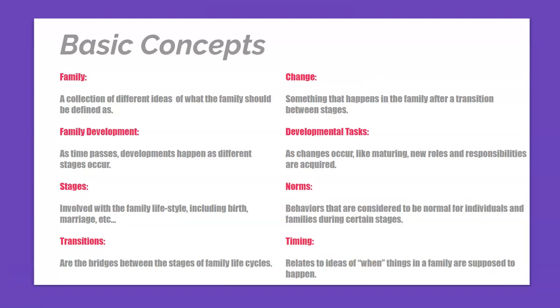Basic concepts. Family: a collection of different ideas of what the family should be defined as, such as James White's definition. Family development: as time passes, developments happen as different stages occur. Stages are involved with the family life cycle, including birth, marriage, etc. Transitions are the bridges between the stages of family life cycles. Change is something that happens in the family after a transition between stages.